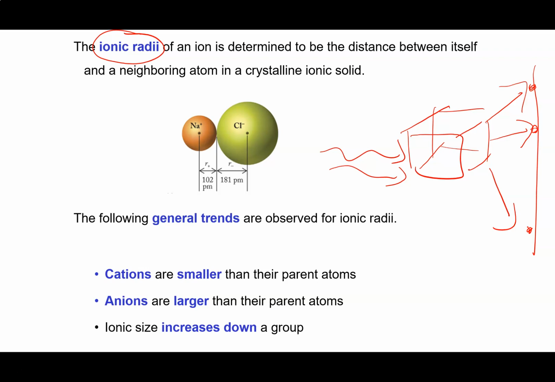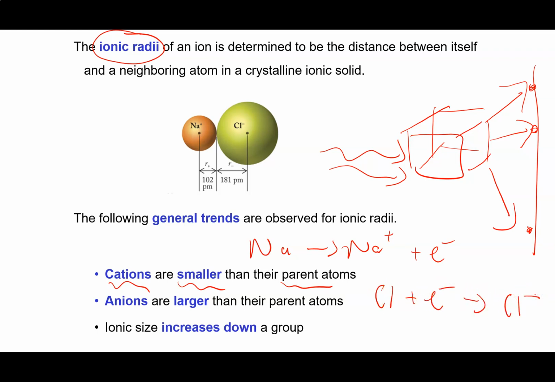Now, when it comes to ions, it's important to realize a few things. Cations are formed by the loss of electrons. So a sodium atom will lose 1 electron and form a sodium ion. So it makes sense that they are smaller than the atoms that they are made from, what we call their parent atoms. Now, anions are formed through the gain of electrons. So it makes sense that anions are larger than the atoms that they're made from. And then the only other thing that we have to remember is ionic size will increase down a group.